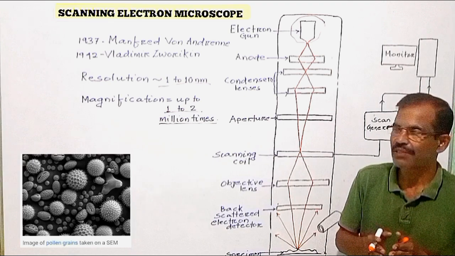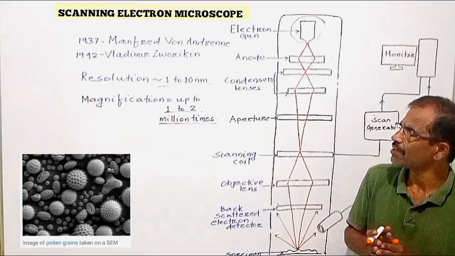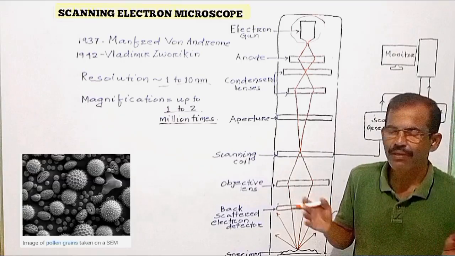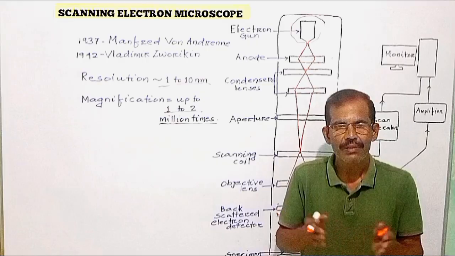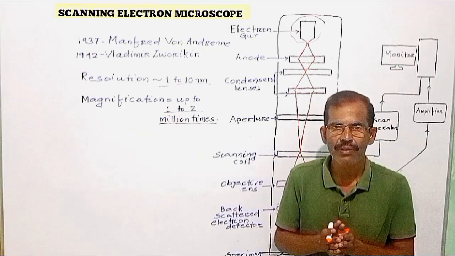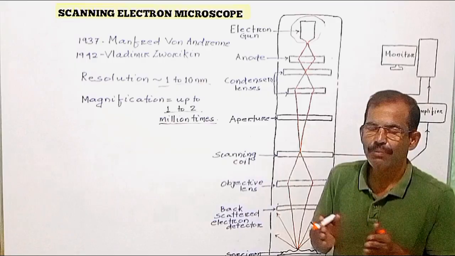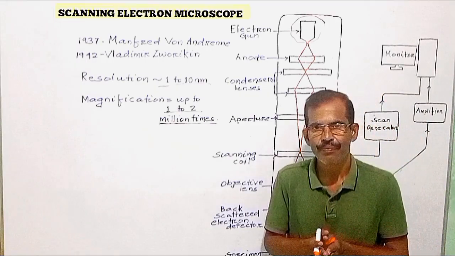The first SEM was developed by a German physicist, Manfred von Ardenne, in 1937. This technology was further refined in 1942 by Vladimir Zworykin to provide spatial contrast.